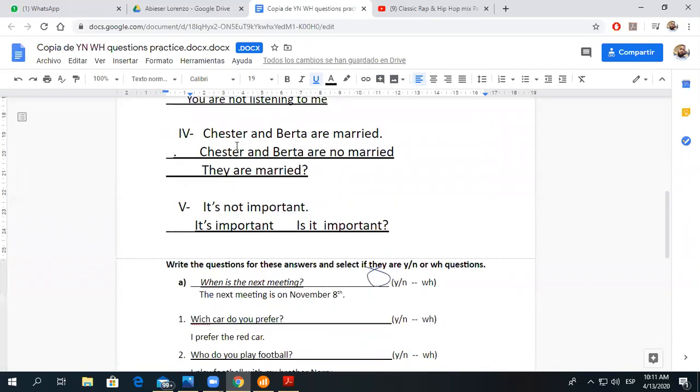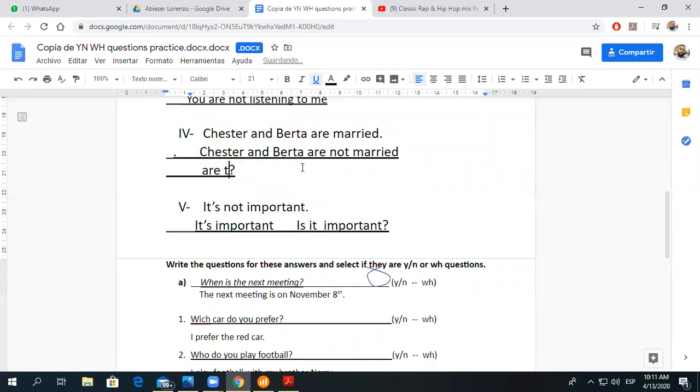Number 4, Chester and Bertha are married. So this is affirmative. In negative, Chester and Bertha are not married. Okay, not married. And the question, that's not a question.